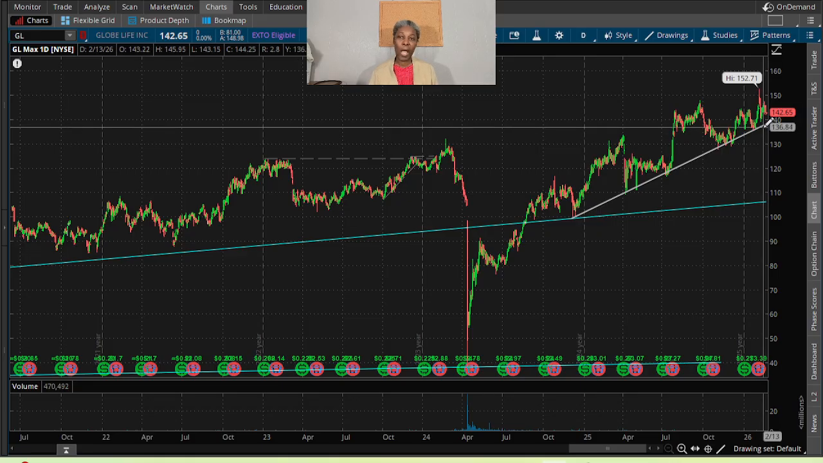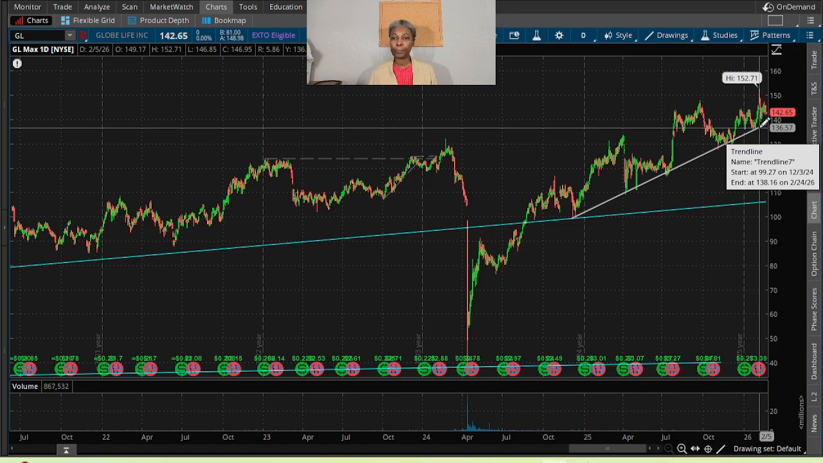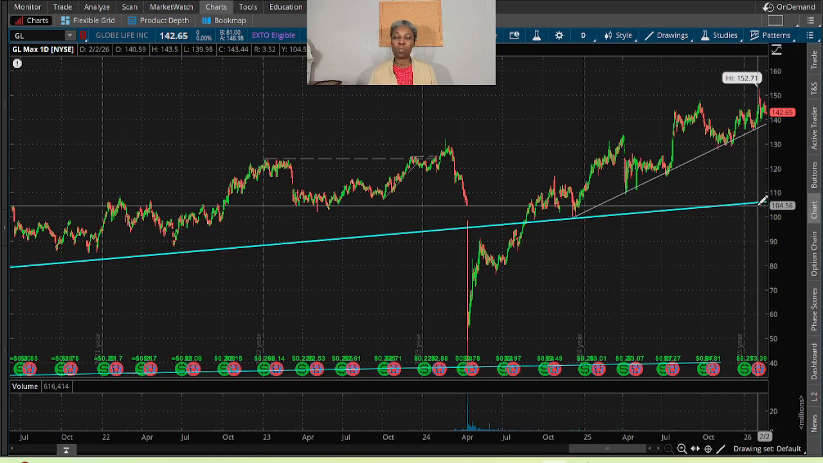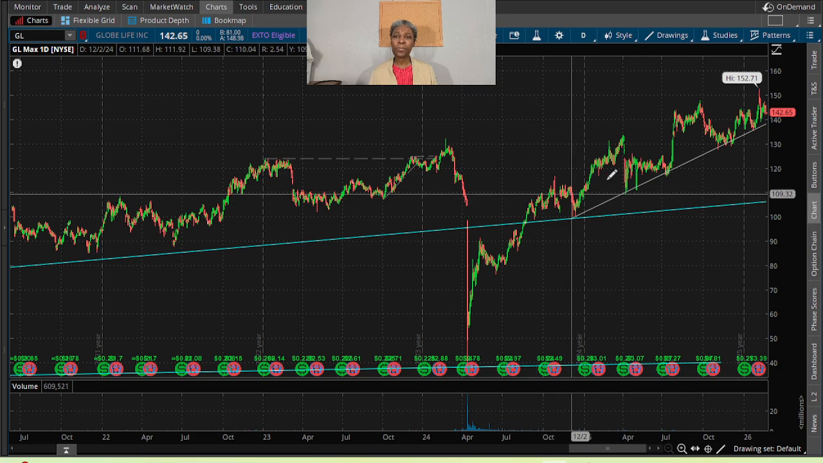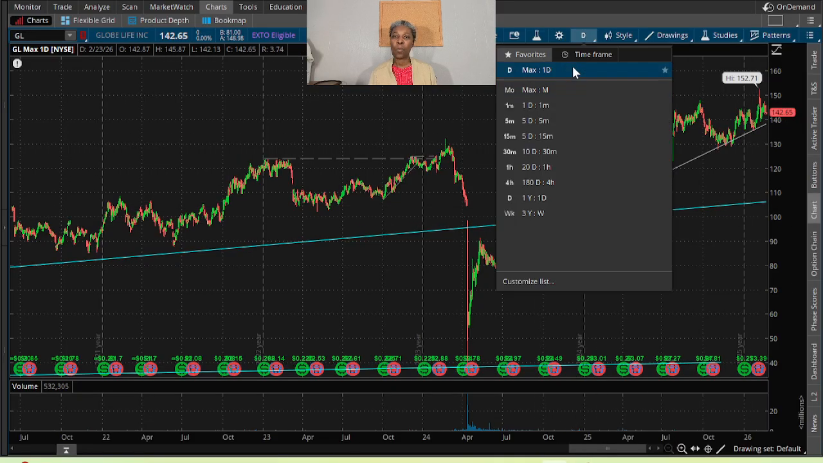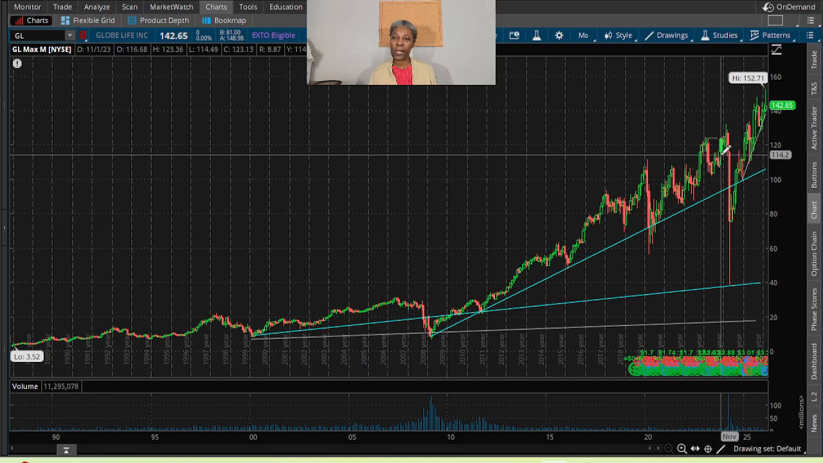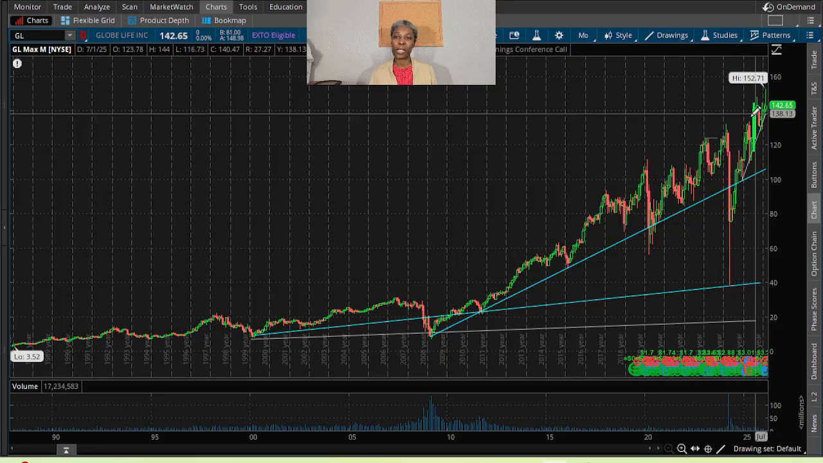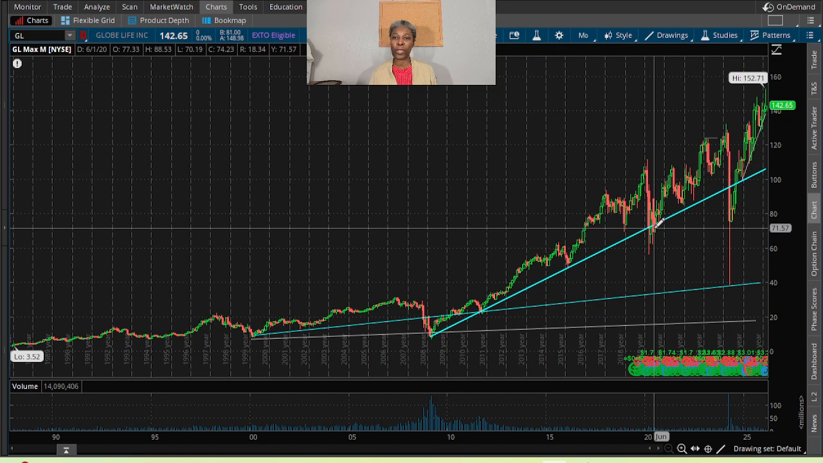I will just keep observing it because this is my target point to enter the trade. If I have the stocks in my portfolio and I'm waiting to sell it, then I will be thinking about selling it depending on how long it has been going up. But I will have to go to the maximum monthly chart to see if I can see a previous pattern similar to this that I can rely on.